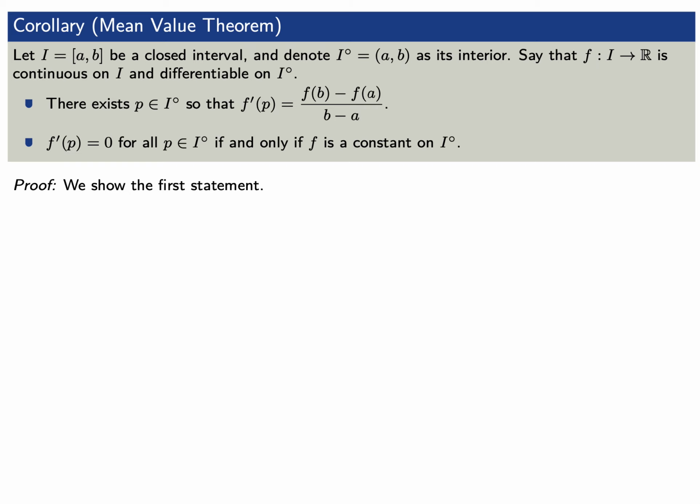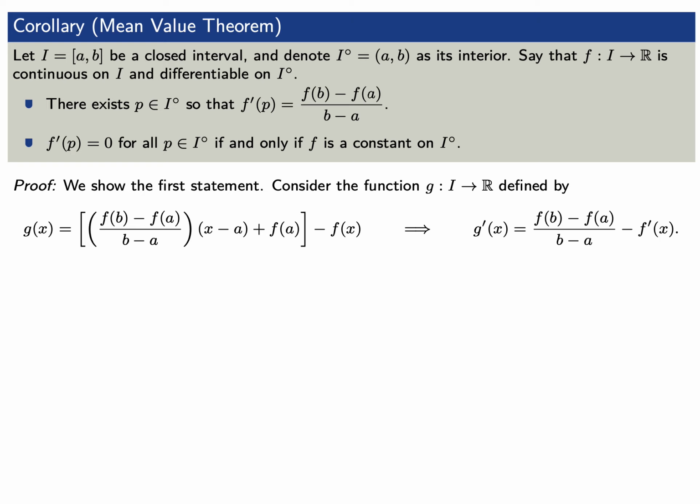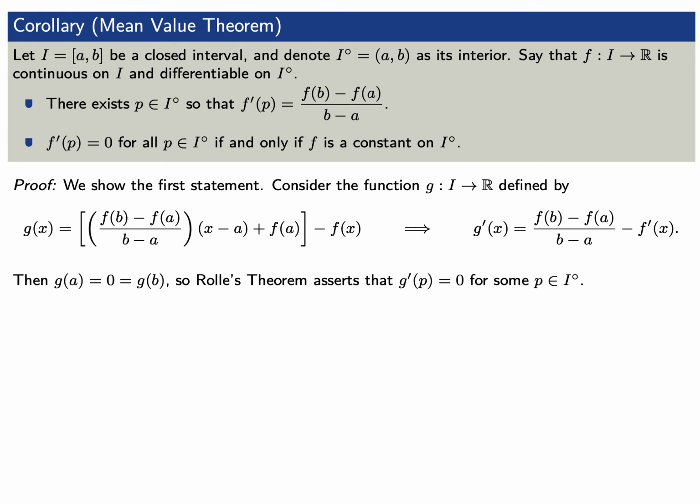Let's show the first statement. We'll consider a new function g defined as follows. We take the ratio f of b minus f of a over b minus a, multiply by x minus a, add f of a, and subtract f of x. We've defined this such that g is a differentiable function where its derivative, g prime of x, is equal to the ratio f of b minus f of a over b minus a minus f prime of x. We've also set up this function such that g of a equals g of b equals 0.